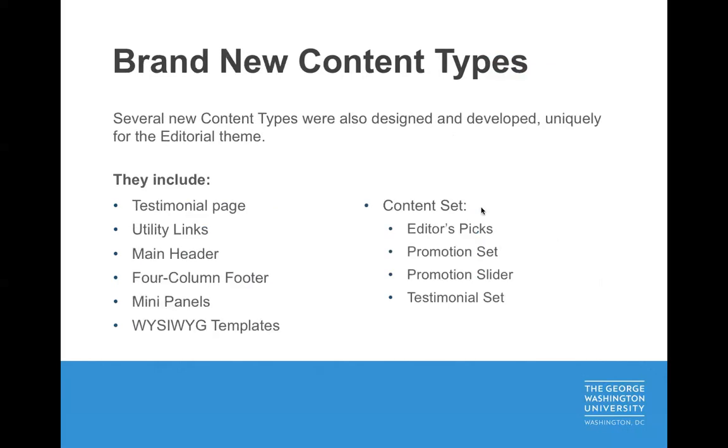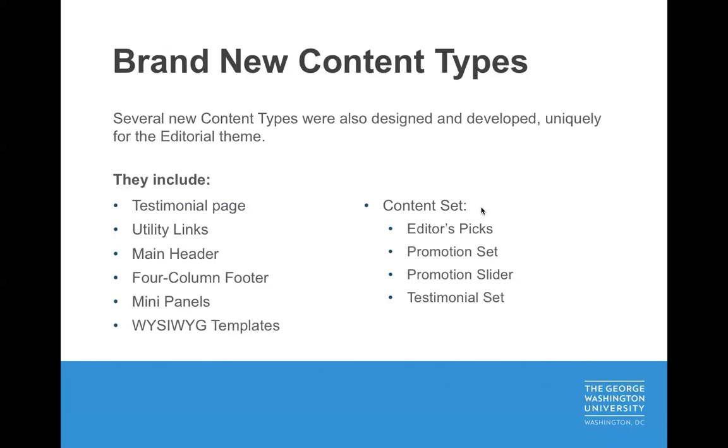So some content types that were developed exclusively for this theme include the testimonial page, which allows you to create really a first-person account from somebody. So you might be getting a testimonial from somebody about their time at GW. We've also had people give testimonials for study abroad experiences that they've had, so you can really use it for a broad range of uses. Utility links, which display at the top of your website. And I'm going to be showing you guys all of these things once we get logged into the test site, so don't worry, you will have a visual reference, and you'll also get a visual reference in the recap and resources that I send over.